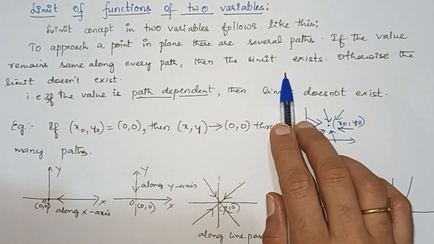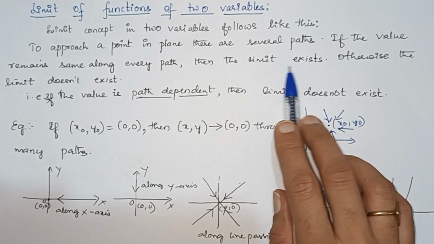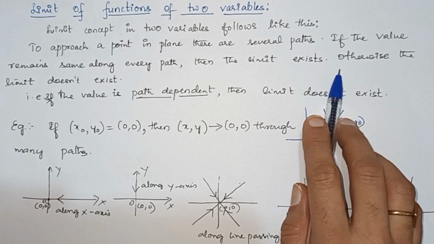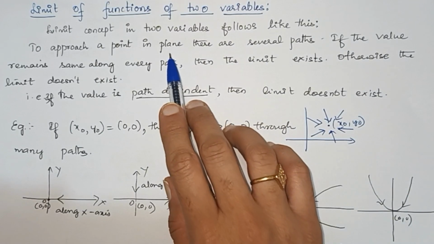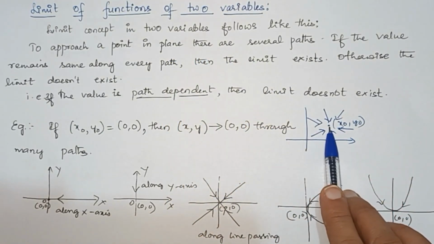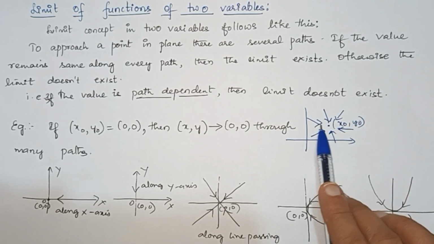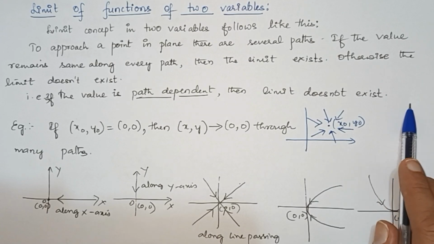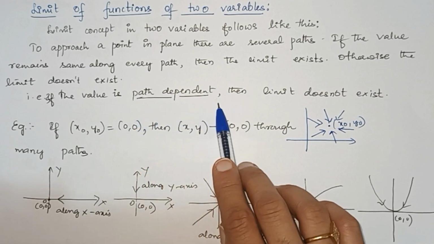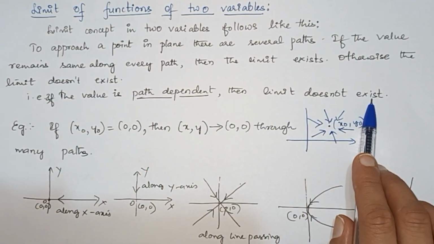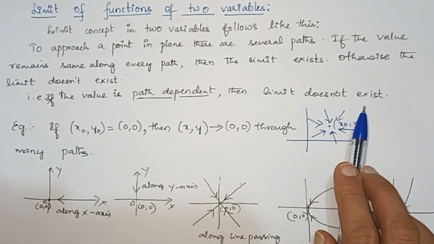When you have a one variable function, to approach the given point there are two possibilities, either from the left or from the right. Therefore, there you had the left hand limit and the right hand limit. But in the case of a point in the plane, you can approach that point through several paths. If the value remains the same along every chosen path, then the limit exists. Otherwise, the limit does not exist. That means if the value is path dependent, then the limit does not exist. If the value is independent of the path chosen, then the limit does exist.